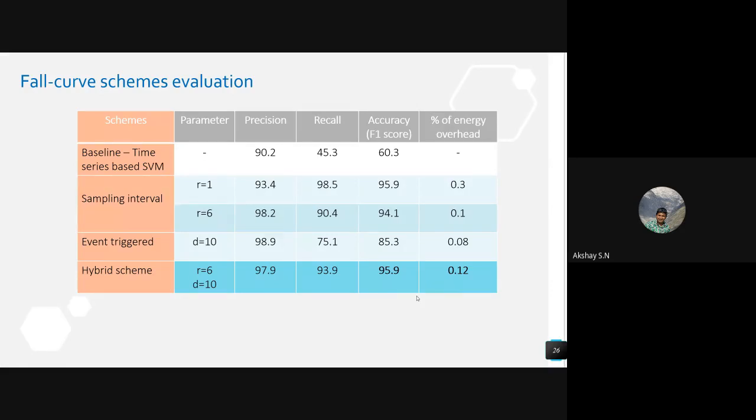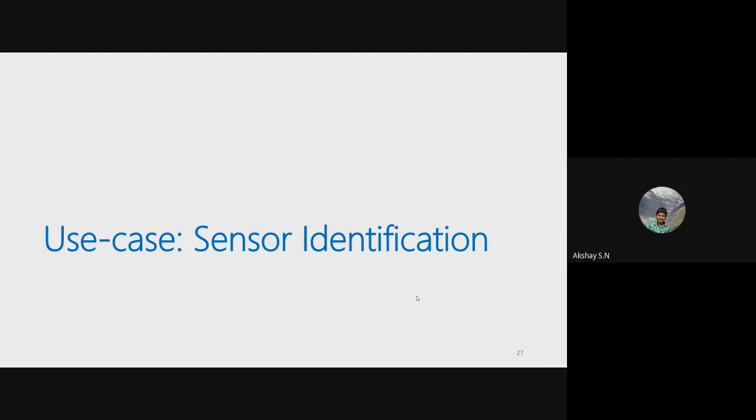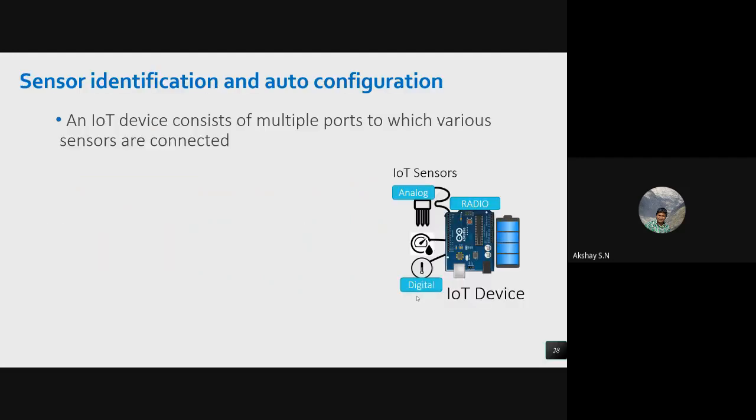Let me go to the second use case, which is sensor identification. As I told you, in each IoT device, you can connect multiple sensors. Now, for example, let's say I have a temperature sensor. What the device will read is just the raw data, which is analog data. Then you have to apply some kind of calibration algorithm or processing formula, which takes the analog data and converts it into temperature, in degrees Celsius. That's what the algorithm will do here.